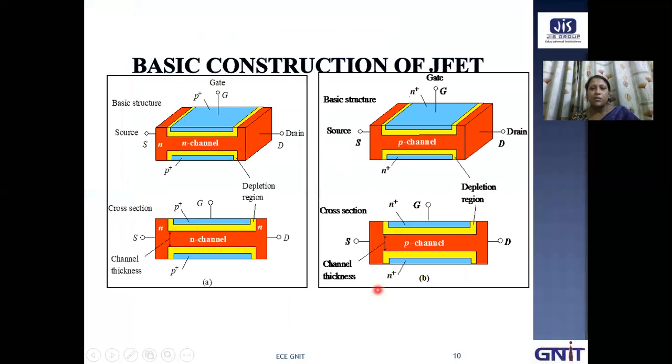Now this is the basic construction of JFET. This is N-channel JFET and this is P-channel JFET. What is the difference between N-channel and P-channel? For N-channel JFET, we start with N-type bulk semiconductor, whereas for P-channel JFET, we start with P-type bulk semiconductor. That means we have to purchase N-type silicon and start constructing the N-channel JFET. Similarly, for P-channel JFET, we have to purchase P-type silicon wafer and start constructing the JFET.